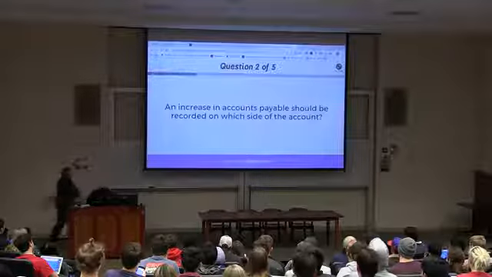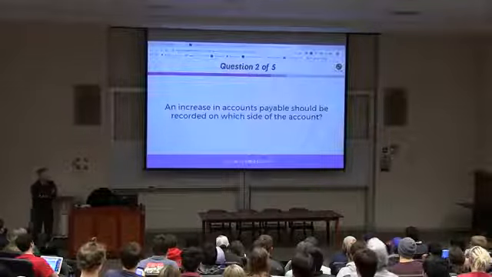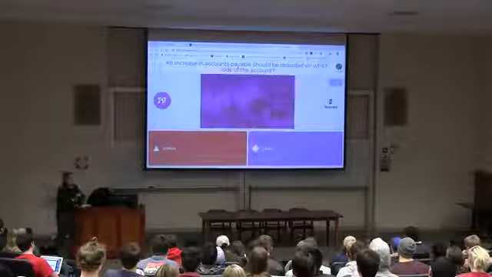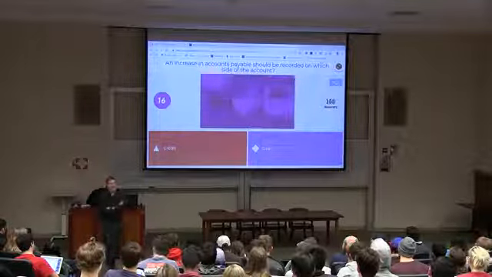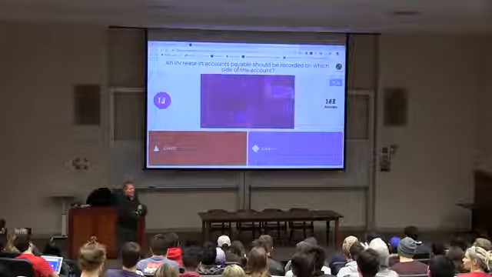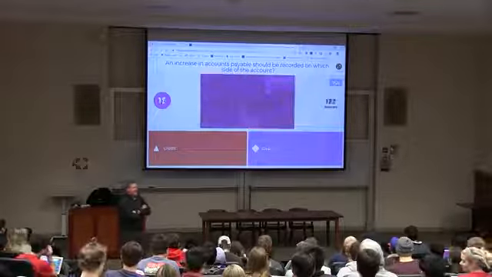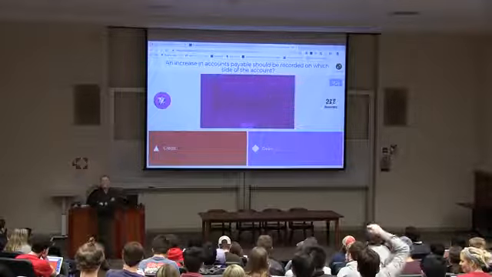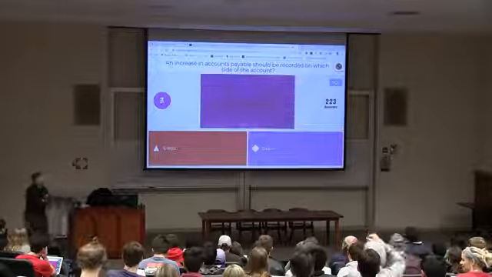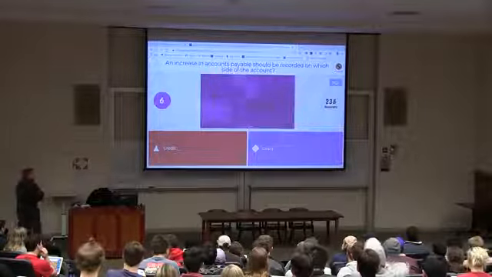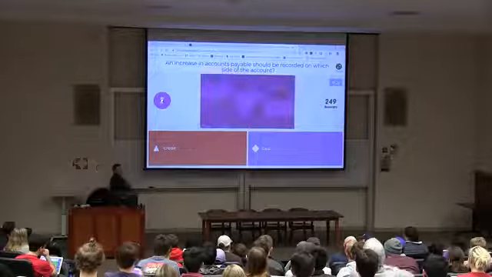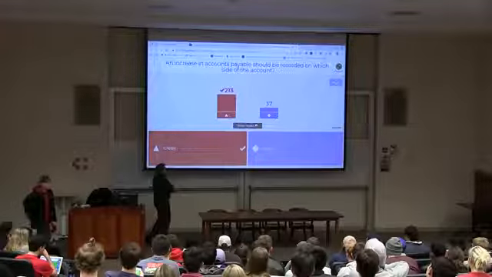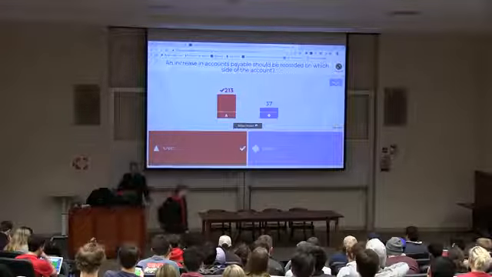An increase in accounts payable should be recorded on which side of the account? Accounts payable is a liability, so think about it for a second. Shouldn't be talking during this. This is up to you. So accounts payable is a liability. So if you think of your teeter-totter diagram, it increases on the credit side.